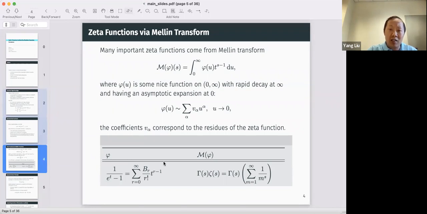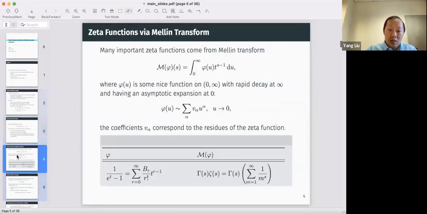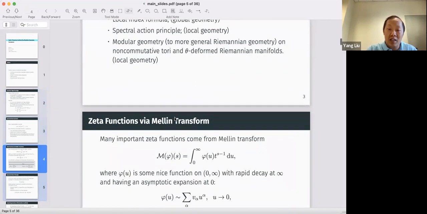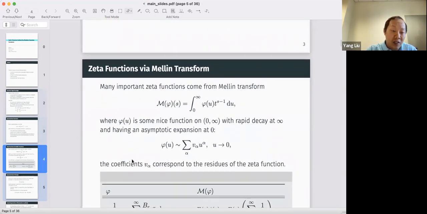A typical example in number theory is that you take phi to be the generating function of Bernoulli numbers, and then the Mellin transform gives you, up to a gamma factor, the zeta function of Riemann. So the Bernoulli numbers are associated to the special values of the zeta function. Basically, keep this in mind. Behind the standard zeta function, you have some free choice of this phi.